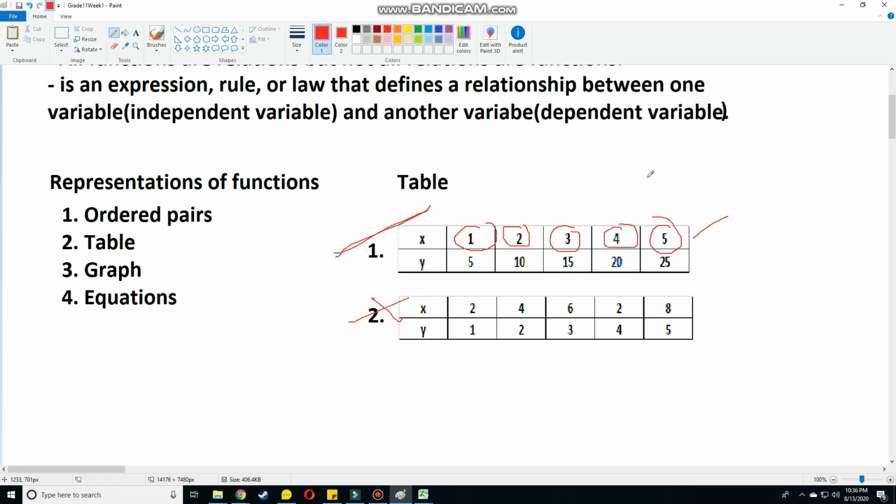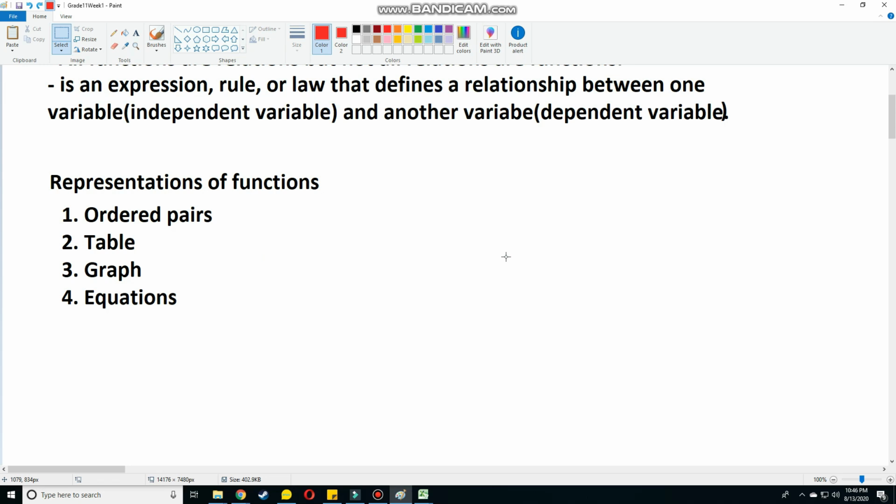Our example number 2 is not a function simply because, as you can see, there is a repetition on our x. So, since there is a repetition, then therefore it is not a function. Now, identifying function or not on ordered pairs and table are just the same. Now, let us proceed to our graph.